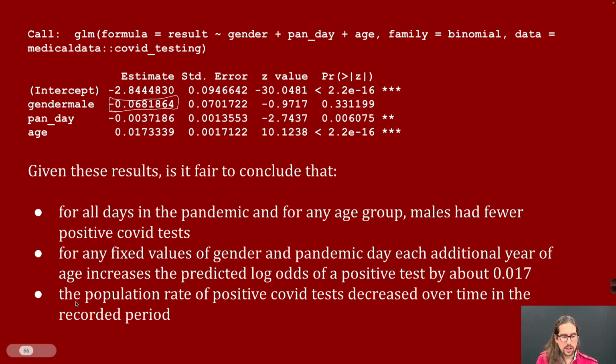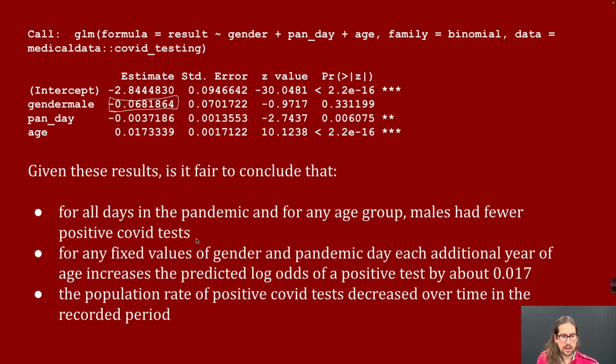And then, okay, the last one here: the population rate of positive COVID tests decreased over time in the recorded period. So here you're probably looking at pandemic day, right? The fact that this has a negative coefficient for pandemic day would make you think that, okay, over time we're having fewer and fewer COVID tests that are positive. This is not necessarily the case.